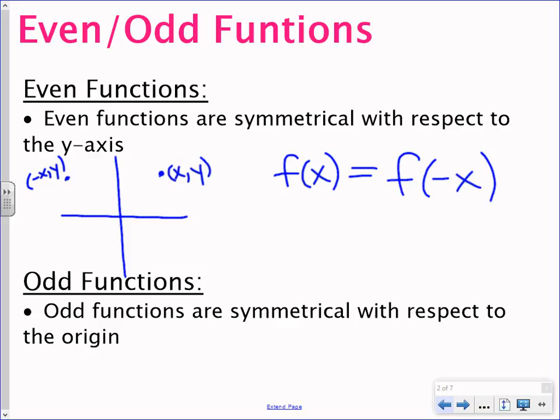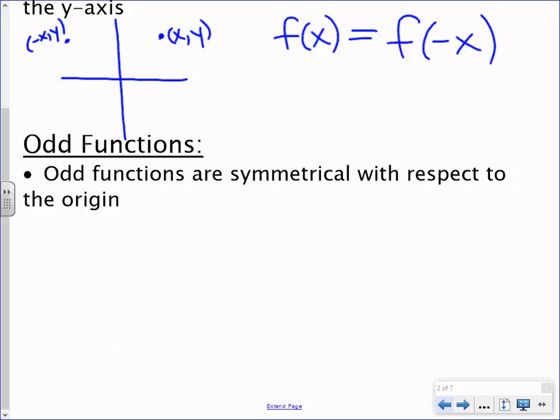So here's our graphical definition, right? We have y-axis symmetry. This is our algebraic definition. Let's think about an odd function.